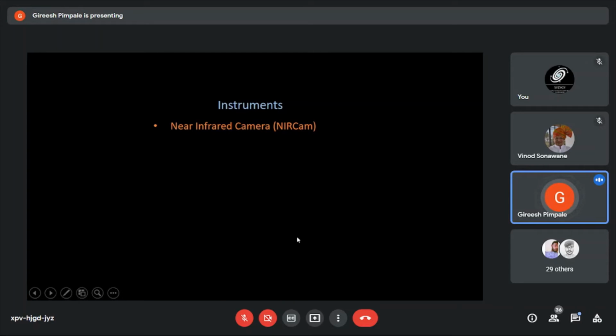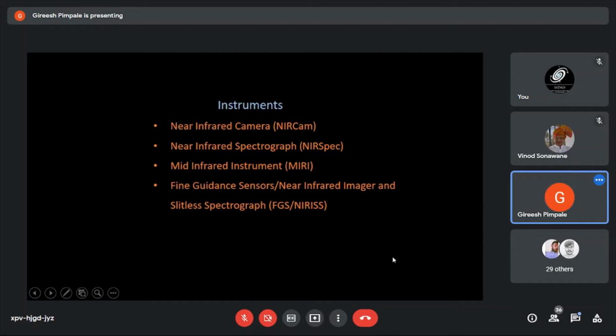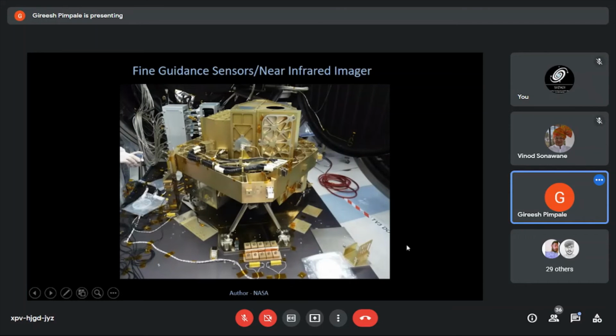Then which instruments are kept over there? There are 4 instruments. We will not go into details, but we'll just have the names of those: near infrared camera, spectrograph, then mid infrared instrument, and fine guidance sensors. These are the 4 major instruments which are situated on the Webb telescope. So these are the photographs of all these 4 instruments.